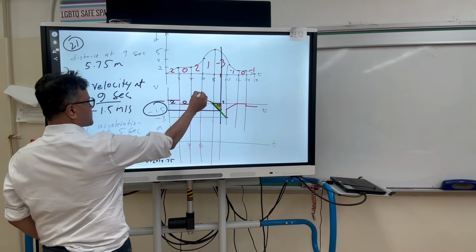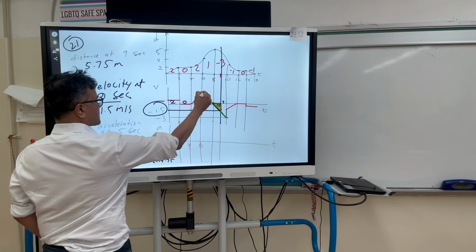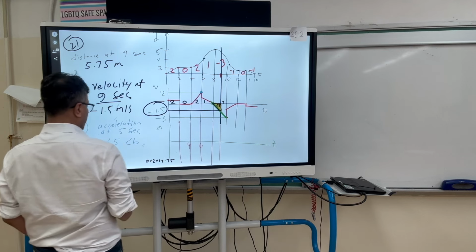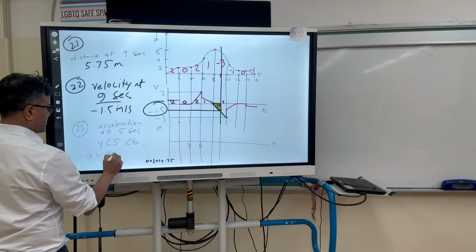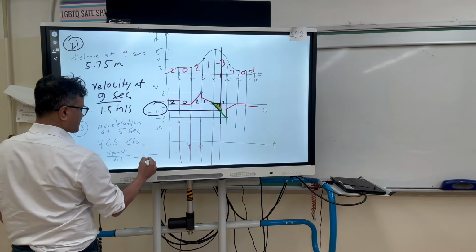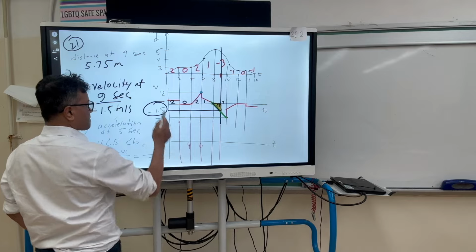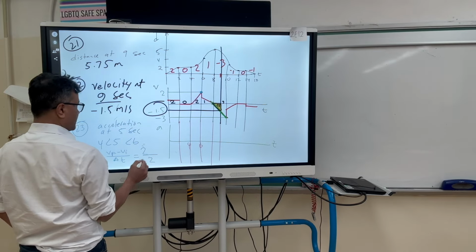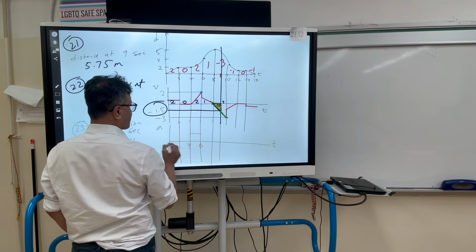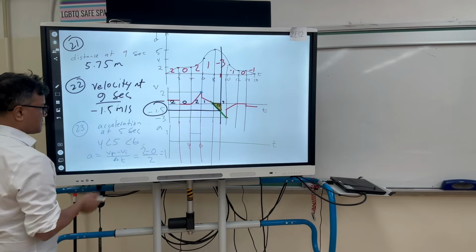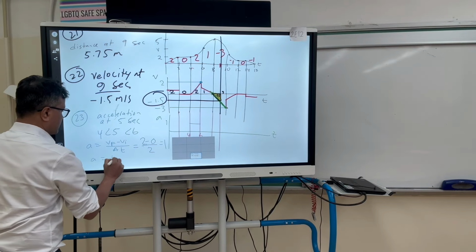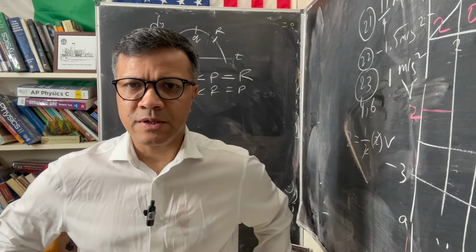Okay, it's very simple. The velocity over here is 2. So acceleration is Vf minus Vi over delta t. Delta t is 2. 2 minus Vi is 2 minus 0. So acceleration is 1. Okay, so 1 meter per second square. Acceleration is 1 meter per second square. Okay. All right, so you're going to do the last problem.